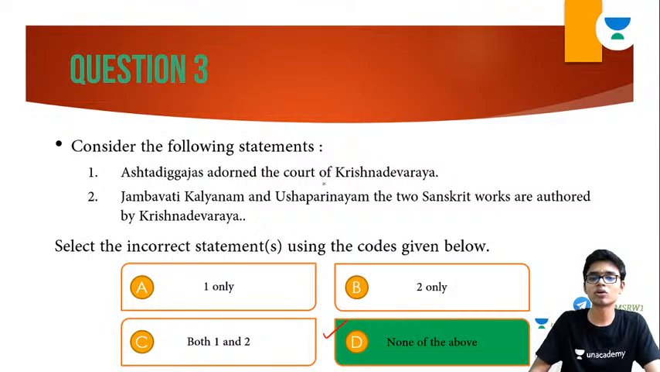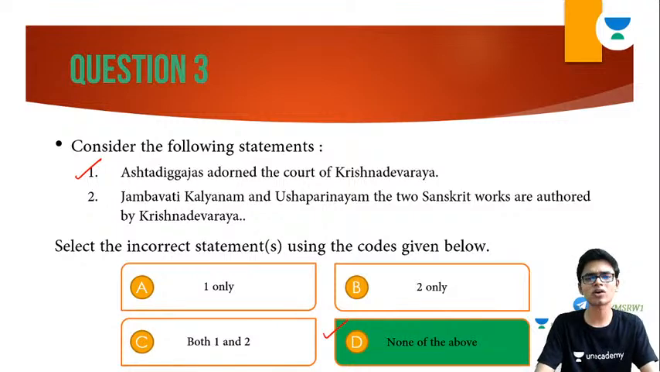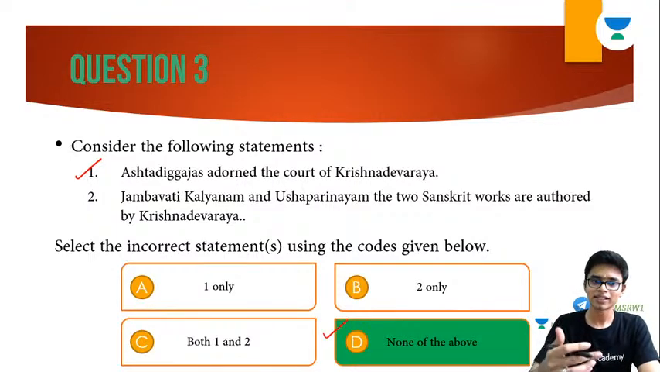Very good. Okay, Seema Shetty, correct answer, option D. Ashtadiggajas adorn the court of Krishnadevaraya. Yes. The Ashtadiggajas are basically the masters of literature in the court of Krishnadevaraya. It is not like a council of ministers or anything. Basically, they are all associated with literature in some way. Ashtadiggajas.